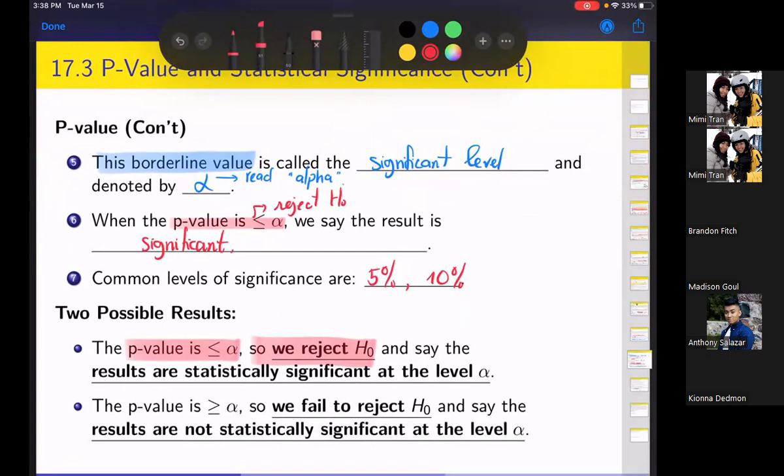If the p-value is greater than, I'm so sorry, it should be greater than with no equal sign. That would be confusing. I have an idea, I'm going to cheat a little bit here. There, greater than. If the p-value is greater than alpha, we fail to reject H naught. And because we fail to reject H naught, you say the result is not statistically significant, or insignificant.